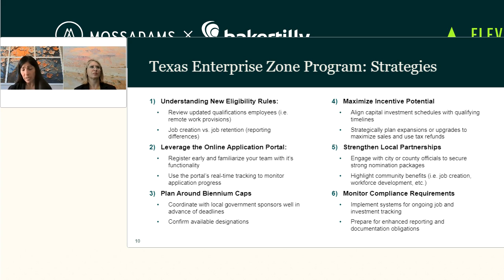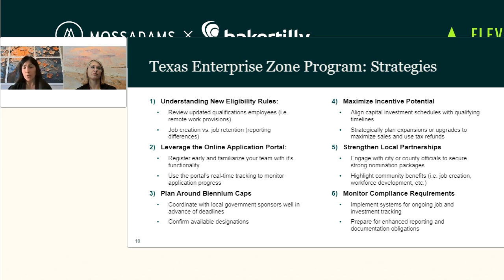Next, as it relates to your sales and use tax refund claim, you want to make sure you're looking at those invoices, because the invoices that you submit for your refund claim have to have the appropriate company name as well as the qualifying facility address. If you don't have those items on your invoices, they will not be accepted by the comptroller and they will not be approved for a refund.